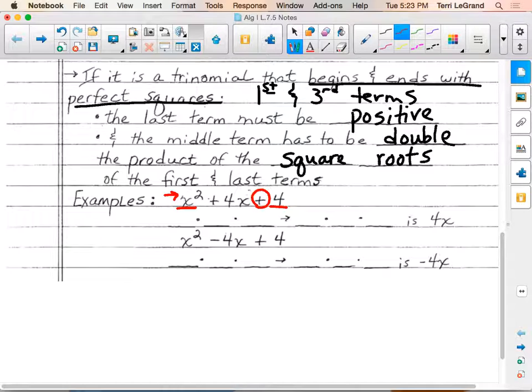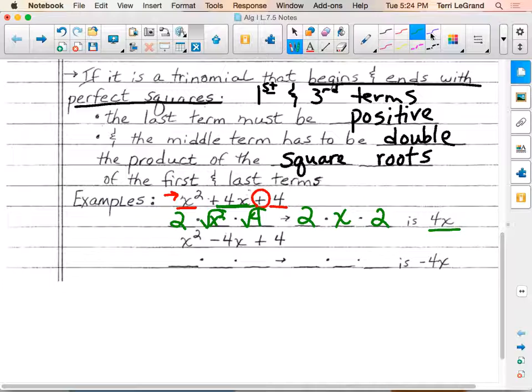Next thing we look for is that middle term, that 4x. Does that agree with doubling the square root of the first term times the square root of the last term? So doubling, 2 times the square root of x squared, which is x, the square root of 4 is 2, and 2 times x times 2 is 4x. So the middle term does meet that rule. So we can say this is a perfect square trinomial.